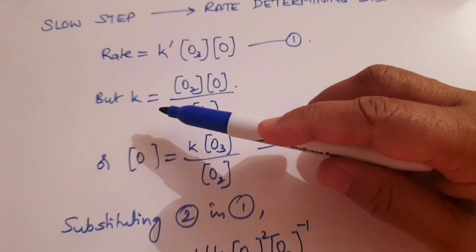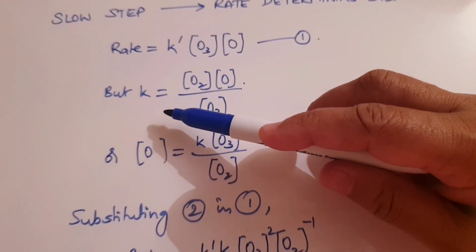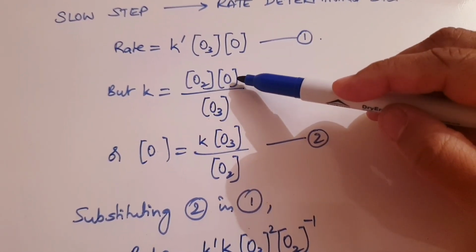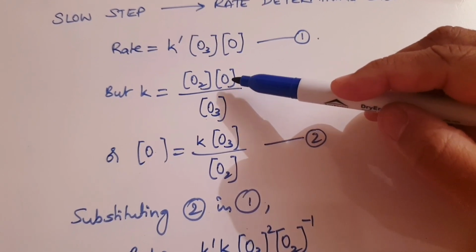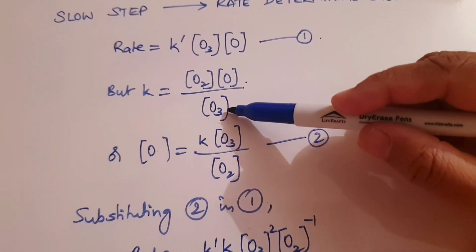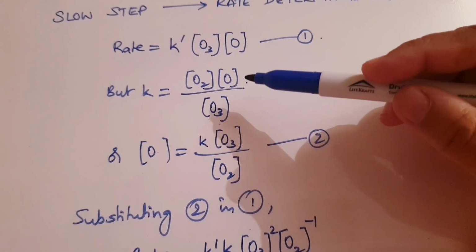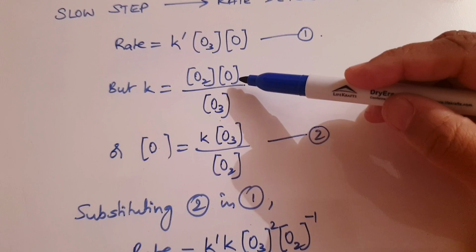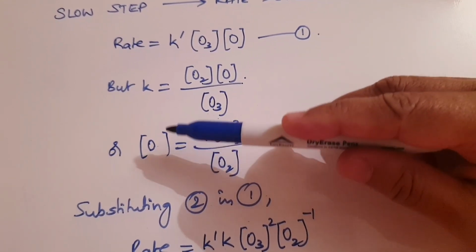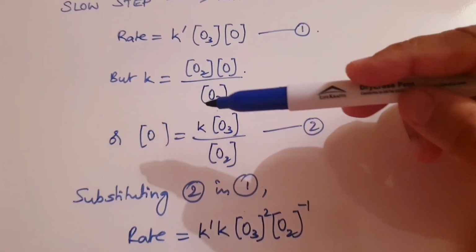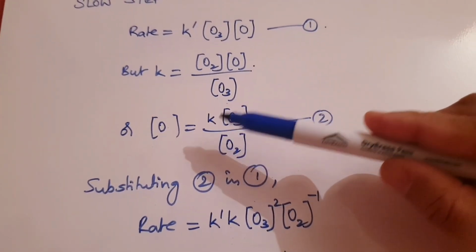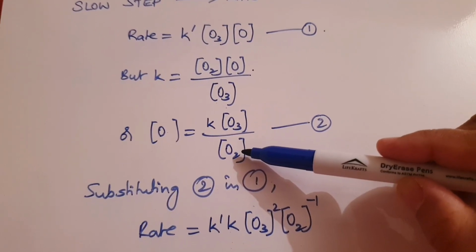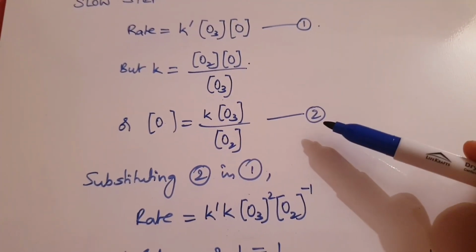But for the first step, the rate constant K is given by concentration of molecular oxygen into concentration of nascent oxygen divided by concentration of ozone. Now, we don't know the concentration of nascent oxygen, therefore, we can write concentration of nascent oxygen in terms of the rate constant K of the first step as K into concentration of ozone by concentration of molecular oxygen. Call this equation 2.